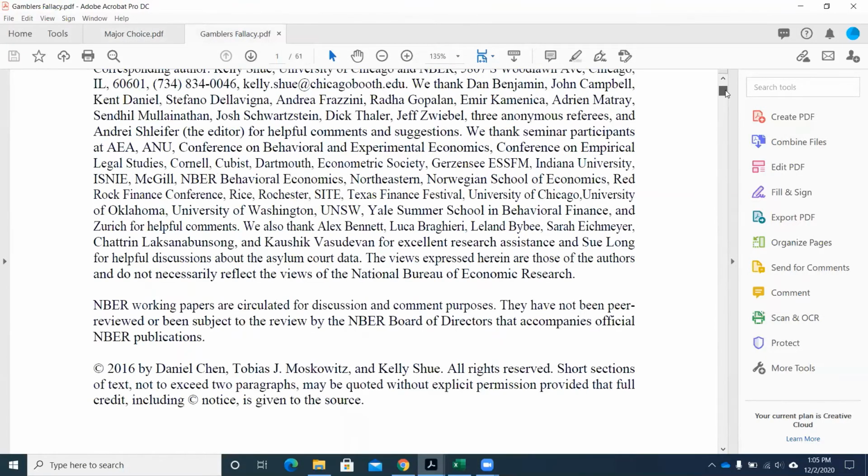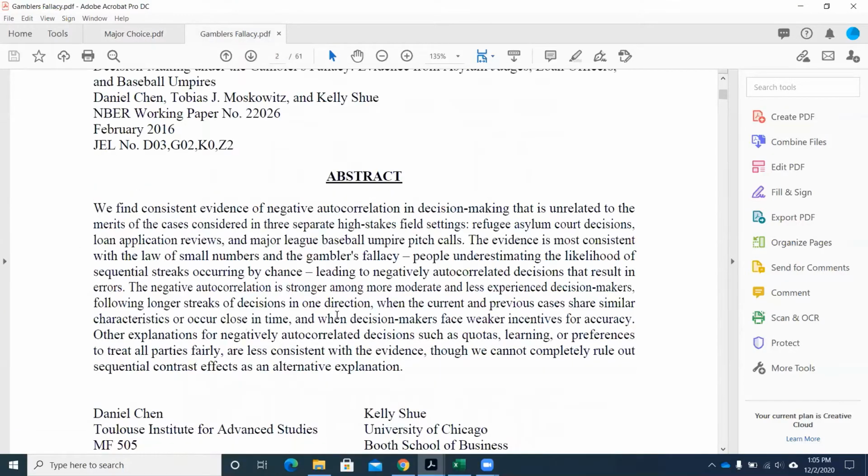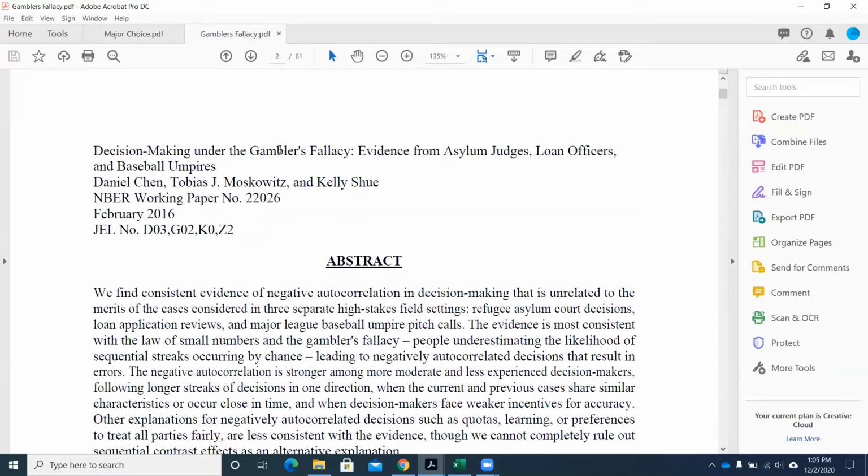So we could go through, usually read the abstract first, get an idea about what this paper is about. But we've actually already talked about what this paper is about. Right? So this paper is going to start to look at something called the gambler's fallacy. Depending on the context, we've got this gambler's or this hot hand fallacy.